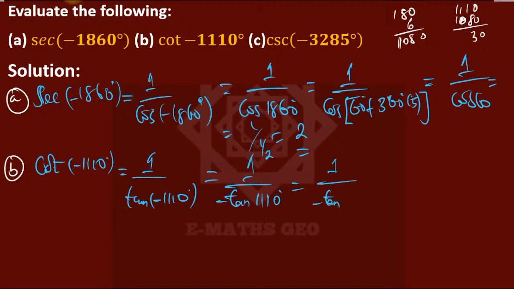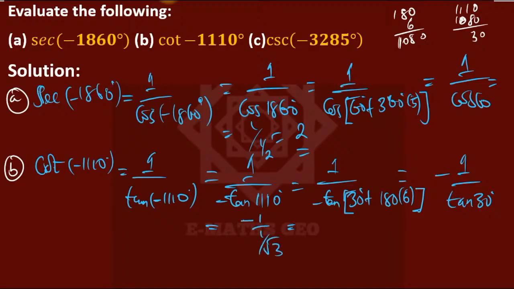Now 30 plus 180 times 6, using our periodic identity. So this is just tan 30, and tan 30 is 1 over root 3. So the answer is minus root 3. Do you see we are solving without a calculator? Even if you use your calculator, you still get the same answer.